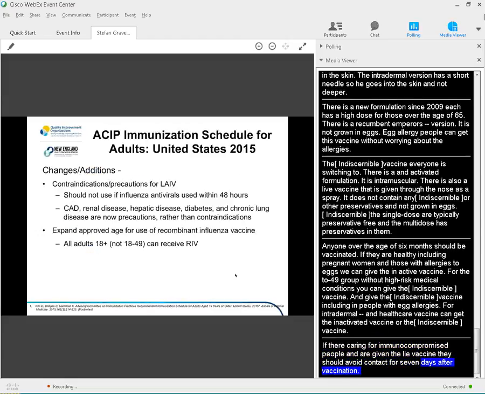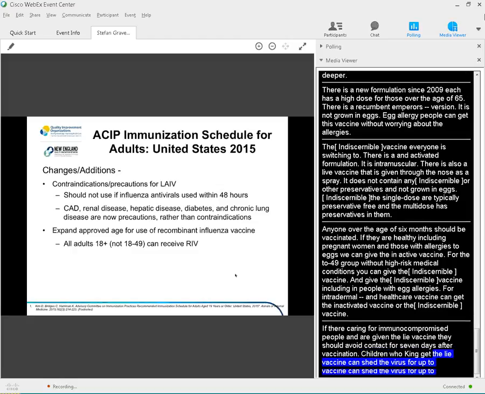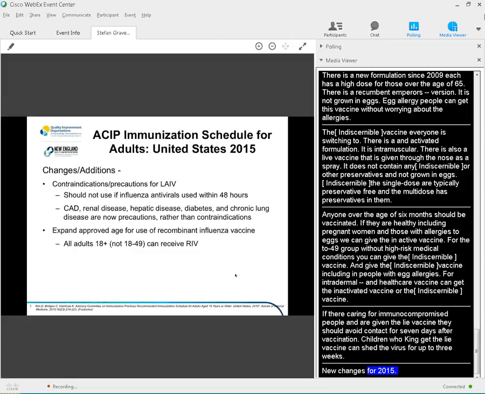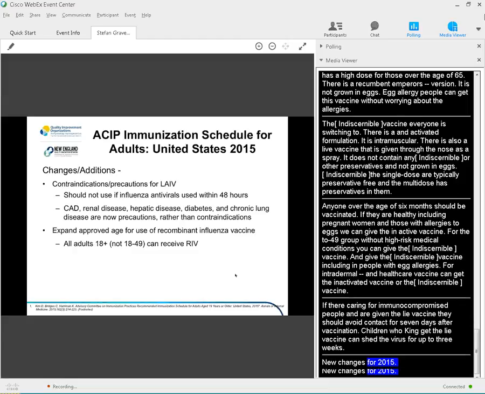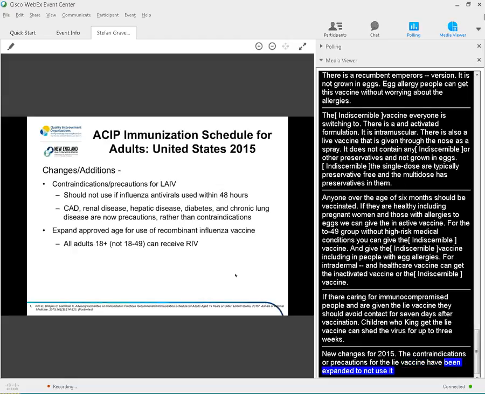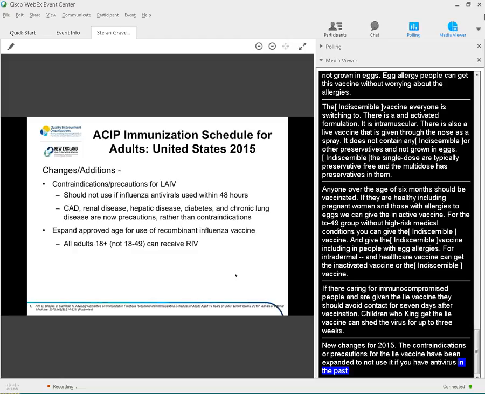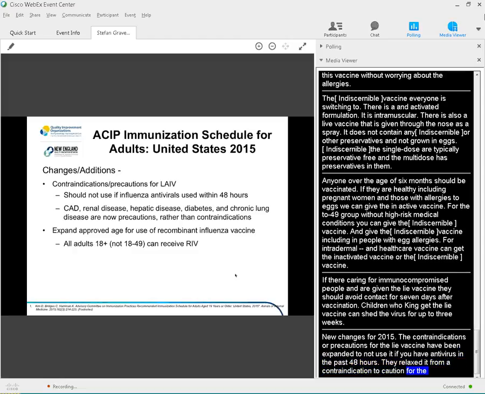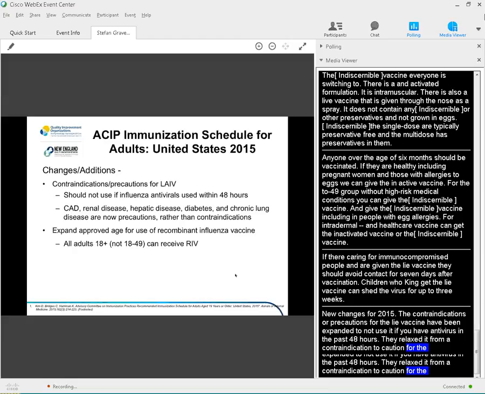So the new changes for 2015: the contraindications or precautions for the live vaccine have been expanded to not use it if you've had antivirals in the prior 48 hours. And they've relaxed it from a contraindication to a precaution for the high-risk conditions. Also, the recombinant vaccine has now been expanded for everybody over the age of 18, not just 18 to 49.